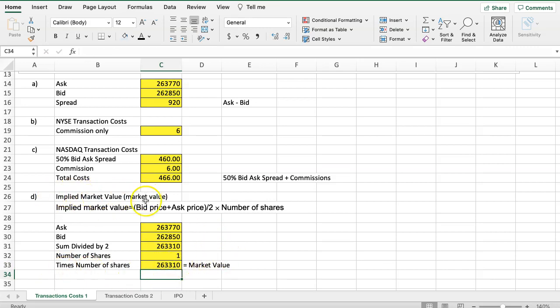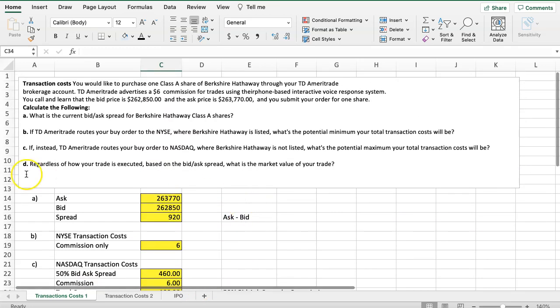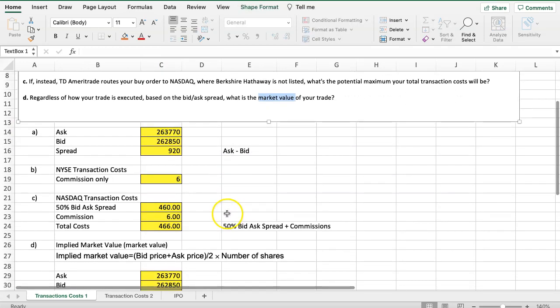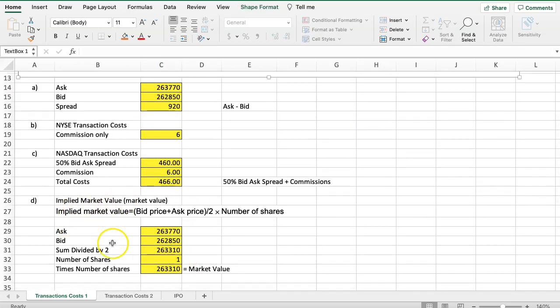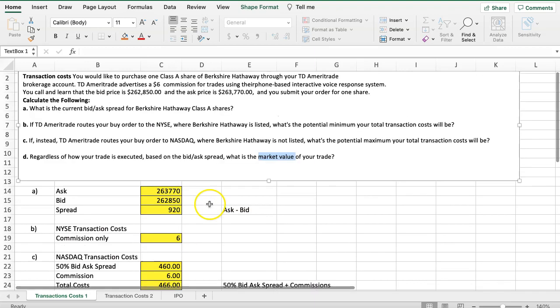So if you're looking for an implied value, the implied value is the bid plus the ask divided by 2 times the number of shares. And that's what they mean. So when they ask for, here they're saying the market value, but if they ask for a market value or implied market value, this is how we would calculate that.